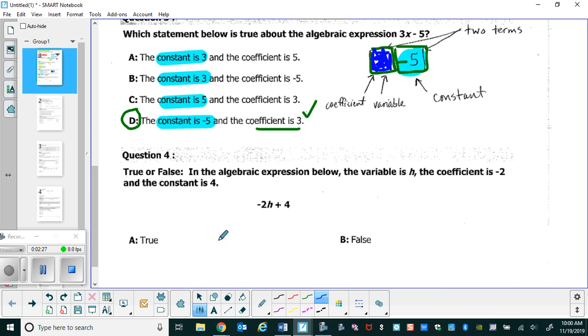All right, and now for number 4, it says in the algebraic expression below, the variable is h, the coefficient is -2, and the constant is 4. So let's verify. In our 2 terms here, the variable is in fact an h. We're good to go there. The number with it is in fact the -2. So far, so good. And the constant, the number all by itself, is a +4. So this would be true.